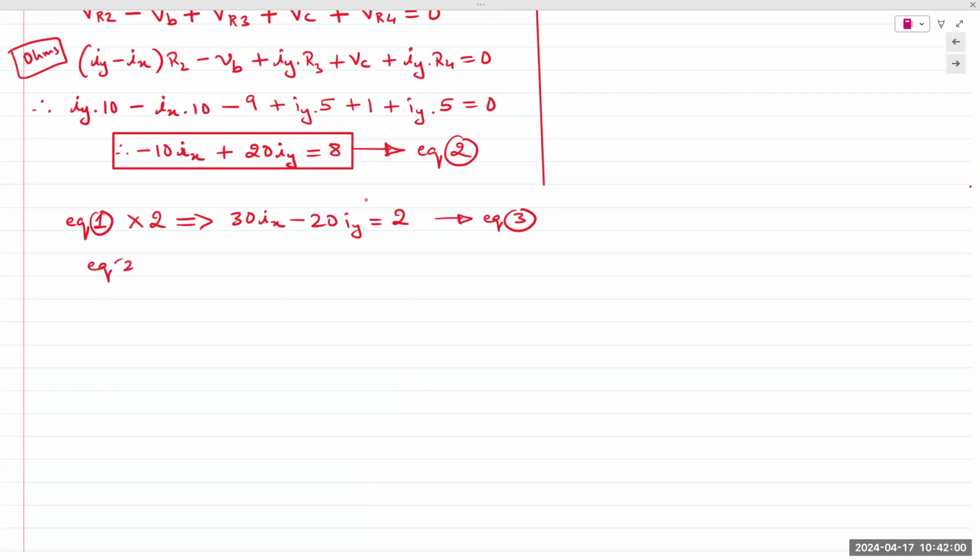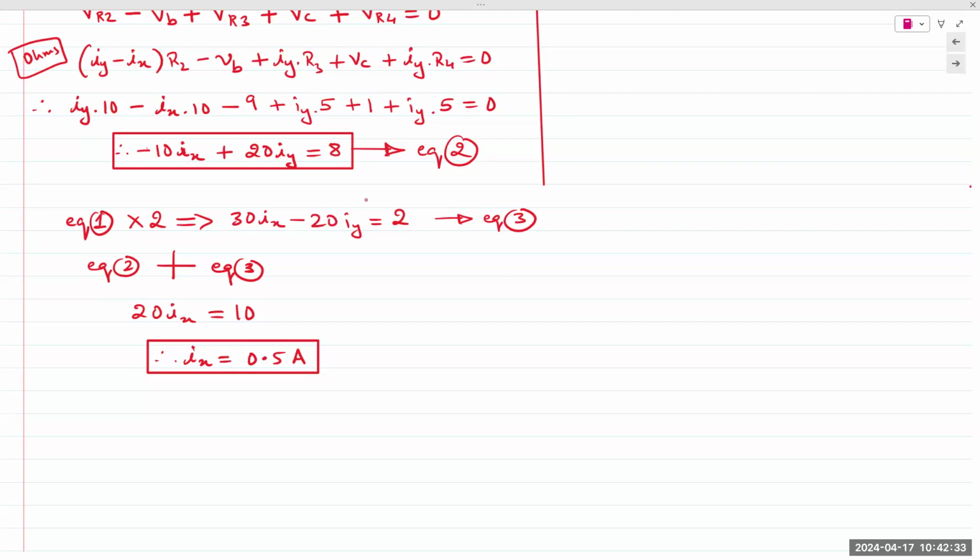And then equation 2 plus equation 3 would give me 20 times Ix. Iy is gone. This becomes 10. So Ix is 0.5. Solve this in your calculator or online and let me know if this answer matches up. And Iy, what is the value of Iy? 0.65, that is correct.